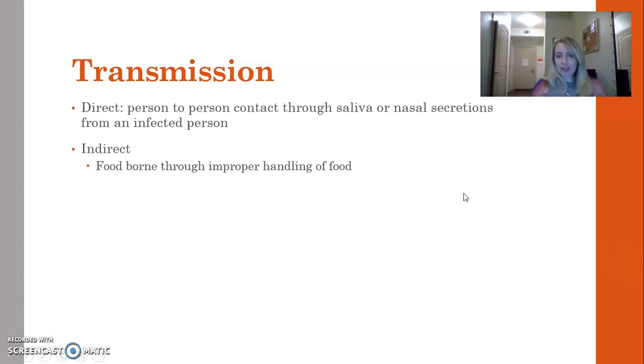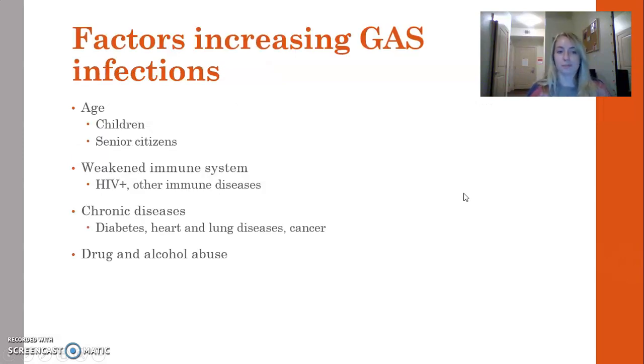So this bacteria can be transmitted from person-to-person contact, from things like shaking hands if you have an infection on your hands. It can also come through saliva or nasal secretion, so if you blow your nose and you have it, or if you sneeze and it gets somewhere and then someone else touches the surface that you sneezed on, they can get it. And then in very rare circumstances, it can be foodborne through improper handling of food. However, that is really rare. That typically doesn't happen, especially with all the requirements we have on food preparation.